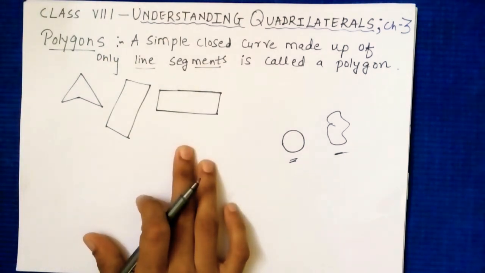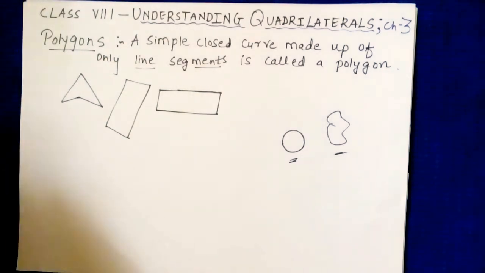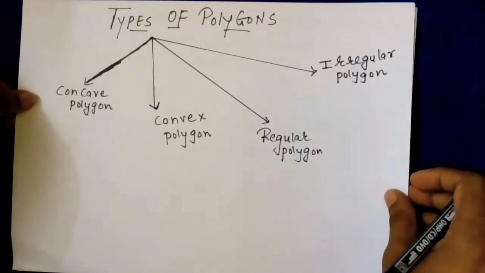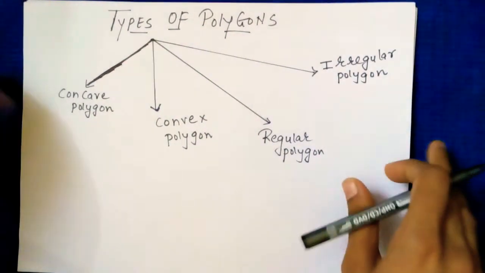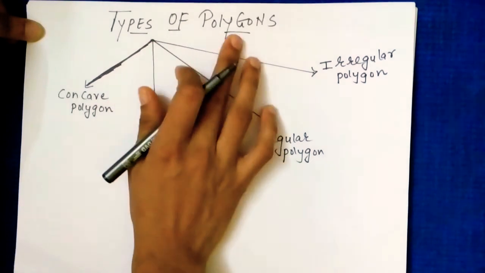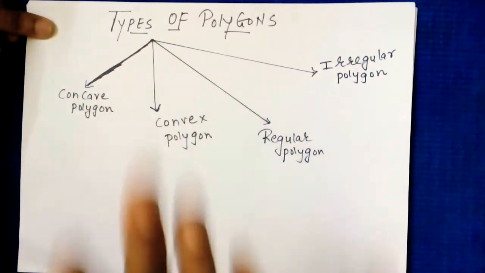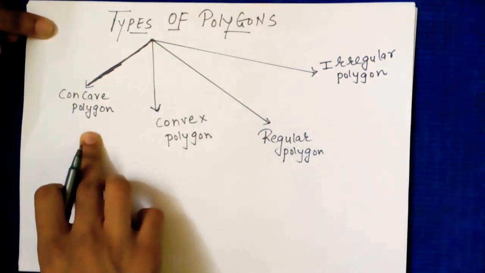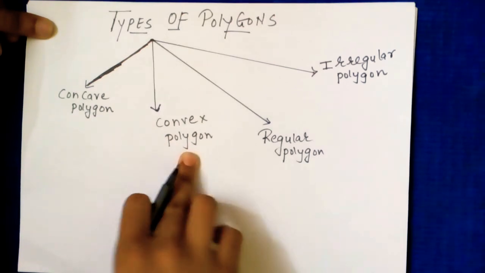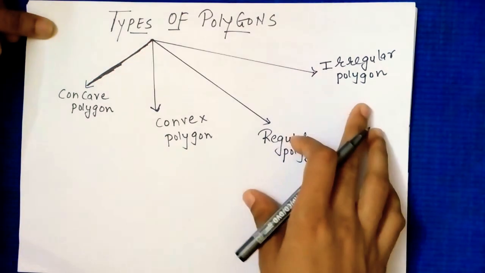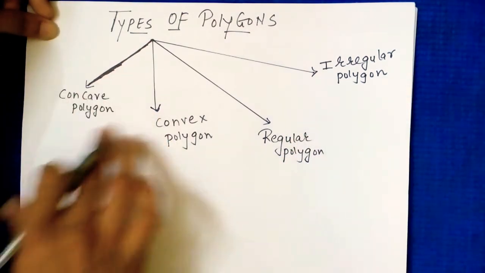Now there are types of polygons. Now we will talk about types of polygons. Polygons are classified into 4 categories. First is concave polygon, then convex polygon, then regular polygon and irregular polygon. Now what is a concave polygon?